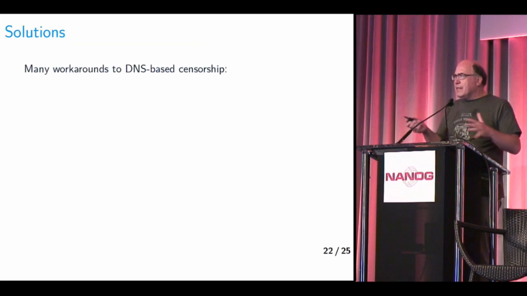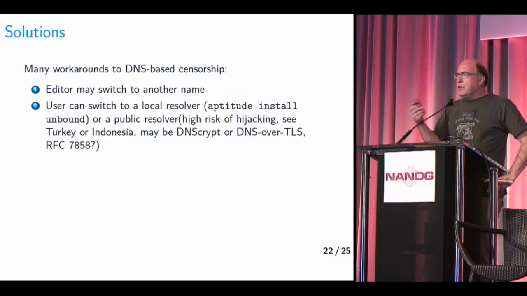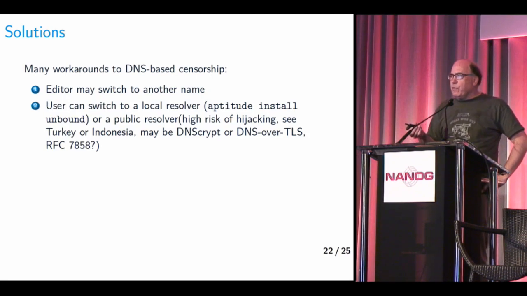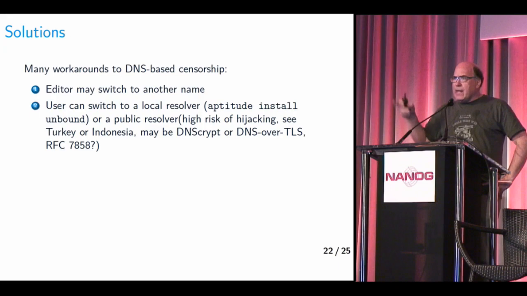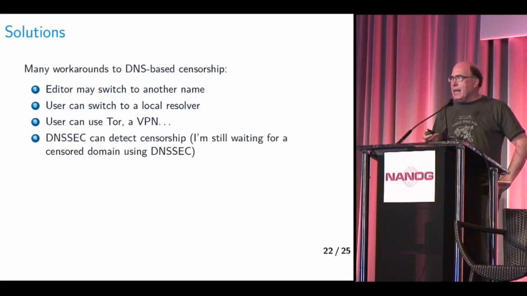Now, because everyone here is technical, many people here are already thinking, while I talk, about solutions and workarounds. For instance, you can move to another name, like the Pirate Bay is always doing. The user can switch to a local resolver on his own machine or to a public resolver. It's not easy because a public resolver can be hijacked, and it already happened with Google Public DNS in Turkey. There is a route for 8.8.8.8/32 in many routing protocols in the world. So it's not a perfect solution. You can also use Tor, or a VPN.